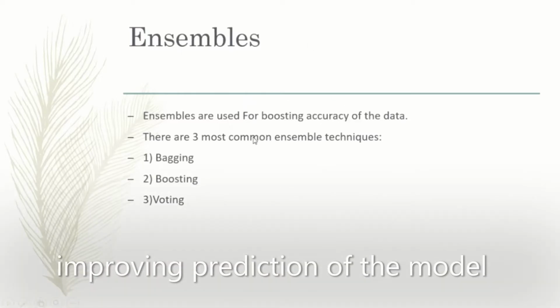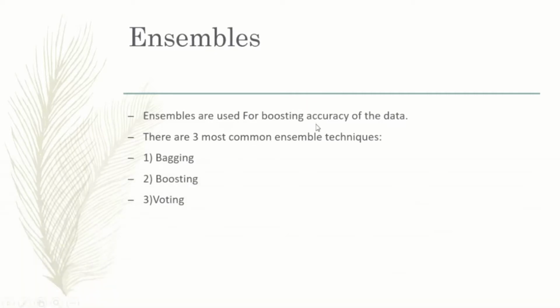So after training the model, if there's some scope for improvement, I will use these boosting techniques, these ensemble techniques. There are three most common ensemble techniques. First is bagging, boosting and voting. All work on the same underlying principle, that is the voting mechanism, but there are a few differences.